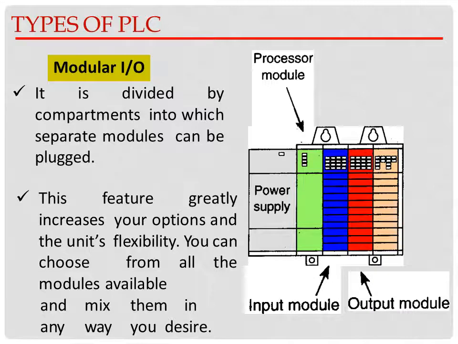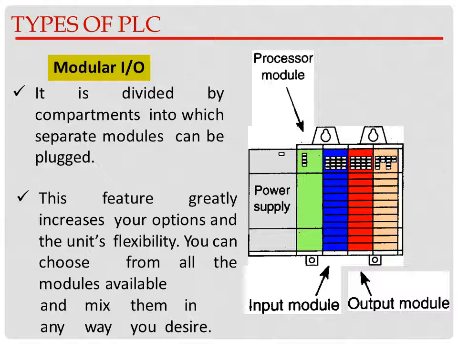So here is the diagram of a modular PLC. It contains the power supply, then processor module, input module, output module. This is the rack on which the input and output modules are fixed. The power supply is also fixed on that. Then the processor is fixed on the processor module after purchasing it. It is divided by compartments into which separate modules can be plugged.